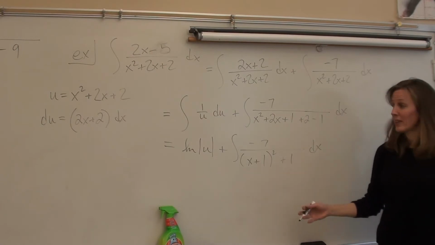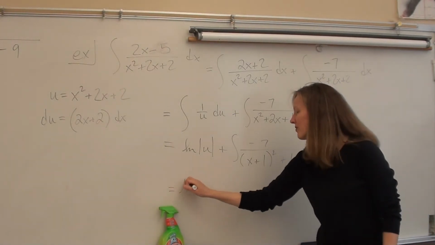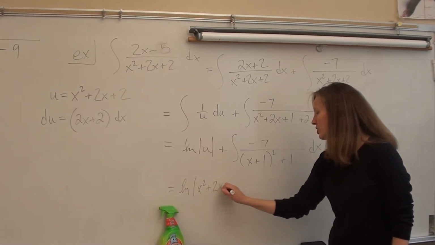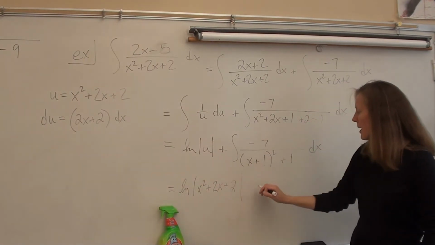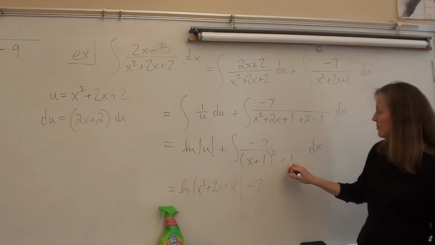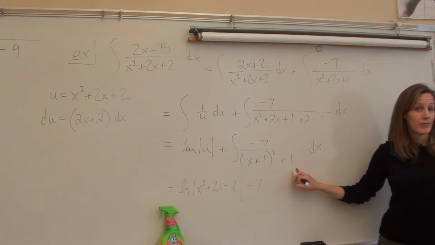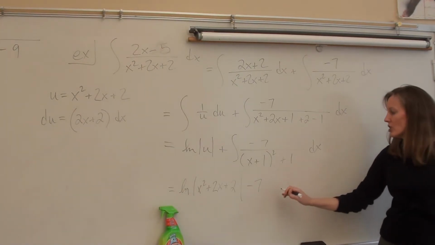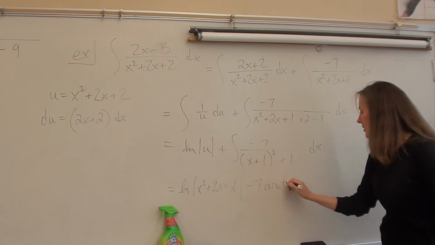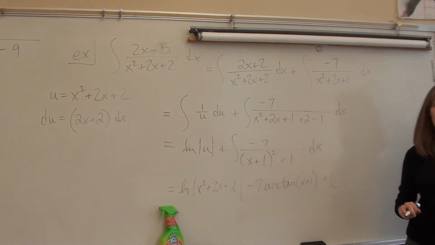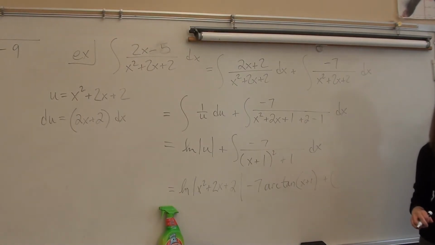Hey, we just go to our final answer now. So here's what we have. We have natural log of the absolute value of x squared plus 2x plus 2 minus 7 times, this is an arctan, but what's a? 1. It's just 1, right? So this is just arctan of the quantity x plus 1 plus c. Cool. Isn't that fun?